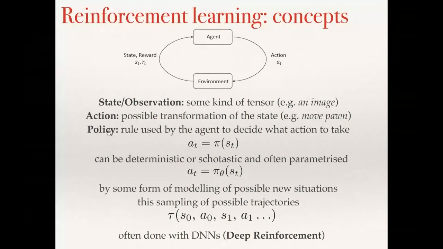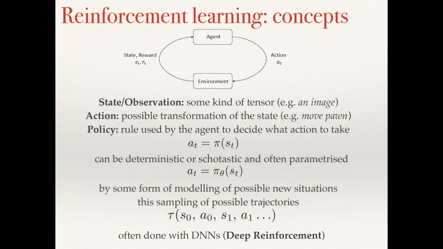A policy is the rule you use as an agent to decide what action to take. Think again of Go or chess. You have the state of your board, and you could take many possible moves. You could decide to move different pieces to different positions. And how you decide that, this decision making, is called a policy. And this policy, pi over here, will determine the action you take, and usually is a function of the state. So we parameterize the policy as a function of the state.